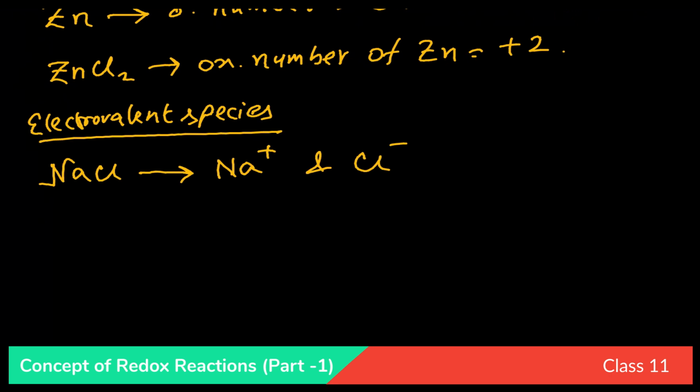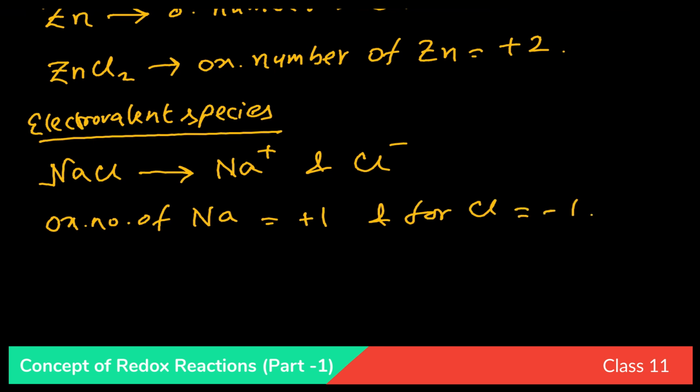So here we can see that the number of positive charge in sodium is only 1. That means it has lost only 1 electron to produce the positively charged cation. Whereas chlorine has gained one electron to form the chloride ion. So we can easily say that the oxidation number of sodium is +1, and for chlorine it is -1. In this way, you have to determine the oxidation number.